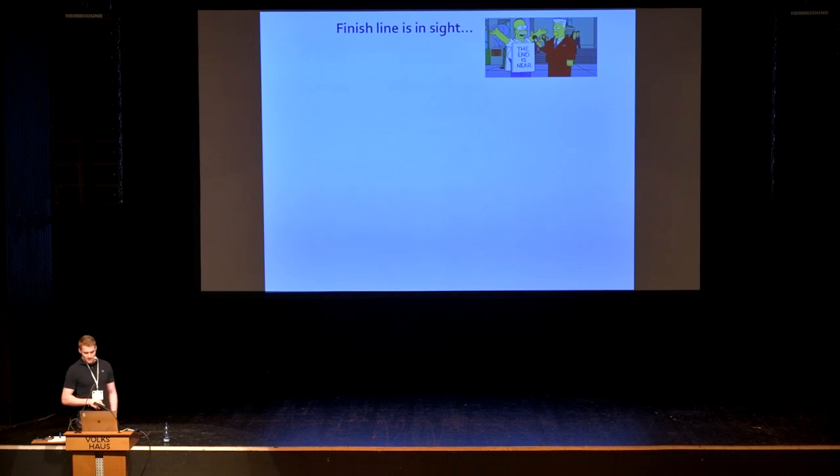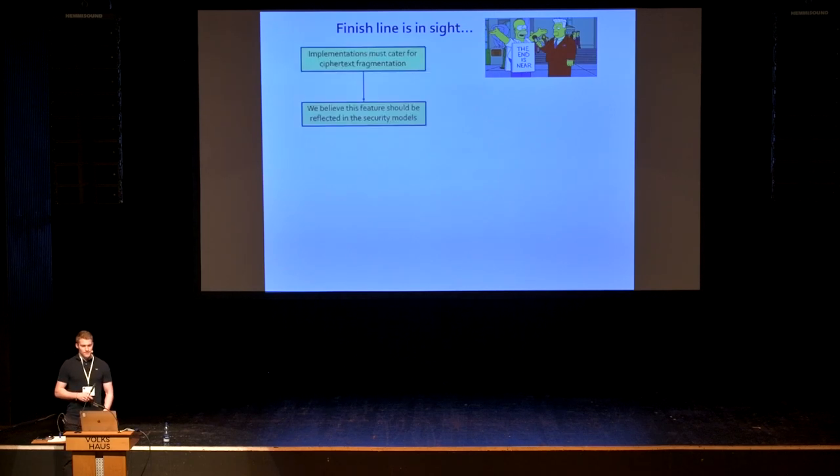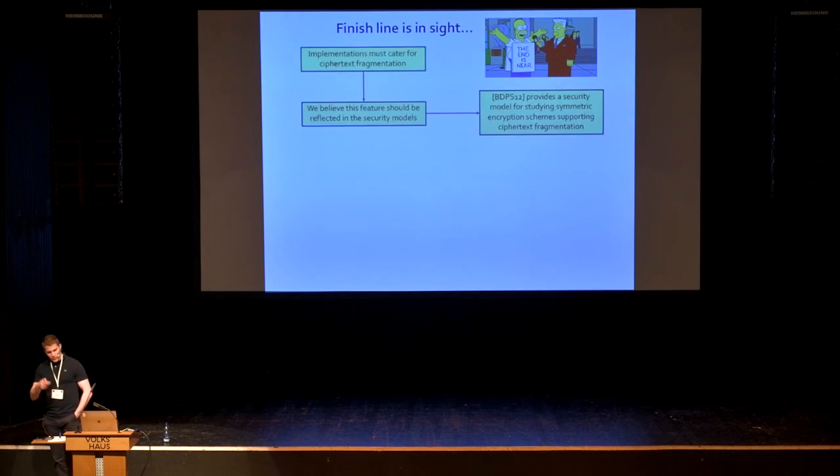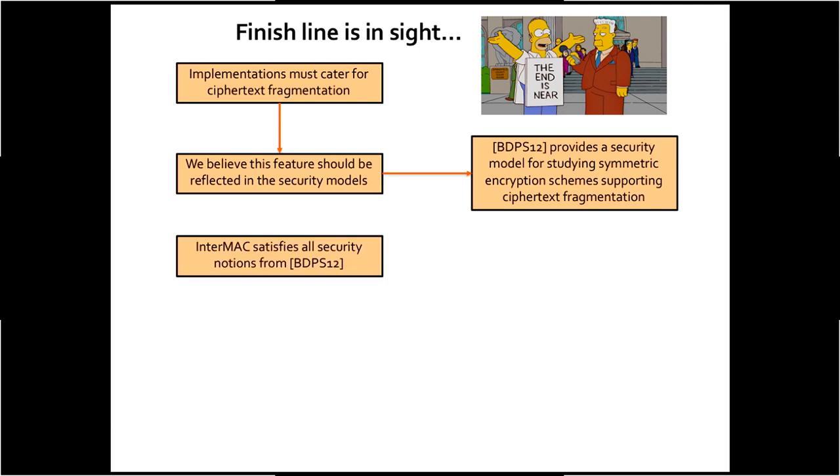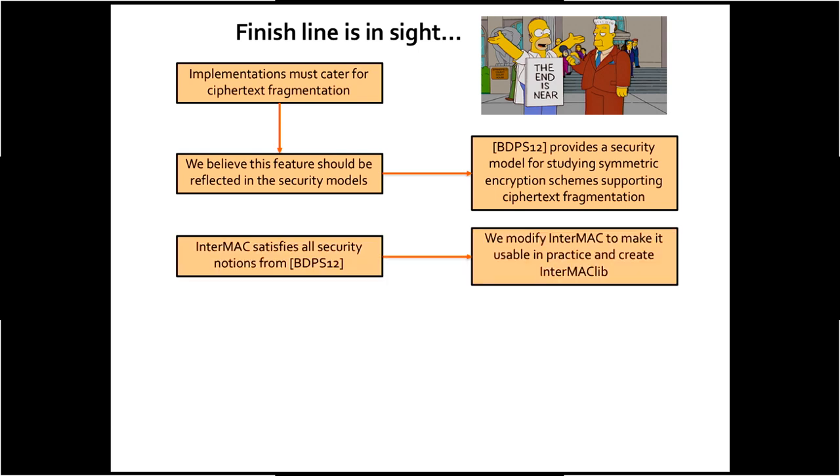All right, almost done. I alluded to the framework by BDPS, which provides a framework for studying symmetric encryption schemes that caters for ciphertext fragmentation. And we believe that this feature of ciphertext fragmentation needs to be reflected in the security models. We then modified InterMAC, which satisfies all the desired security notions simultaneously, and we implemented it and created InterMAClib.